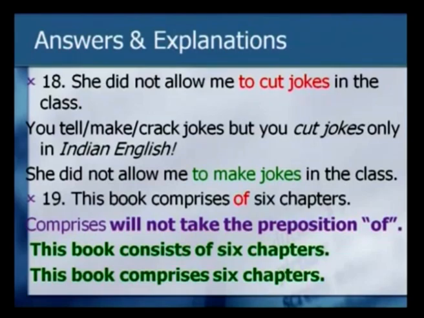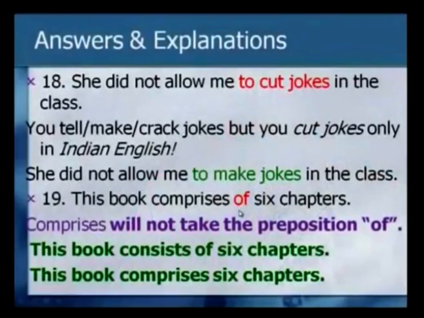That is correct, acceptable. Now, the next one is again very interesting and a very common error committed by many people. This book comprises of 6 chapters. At first look it seems there is no error, but as I have highlighted, the error is with regard to usage of the preposition along with comprises. Reason: comprises will not take the preposition of. So, this building comprises of 6 rooms will be wrong.